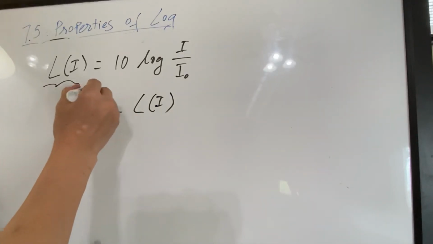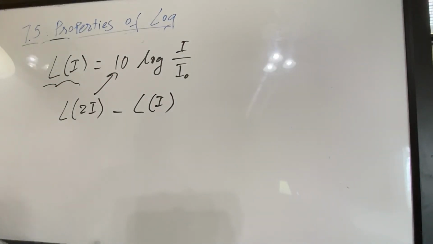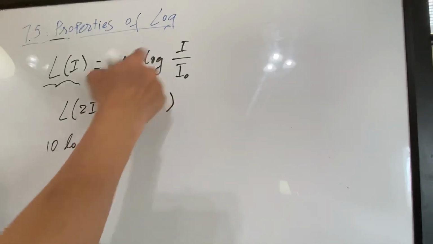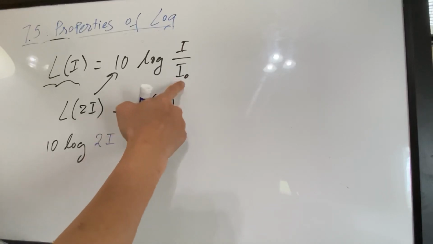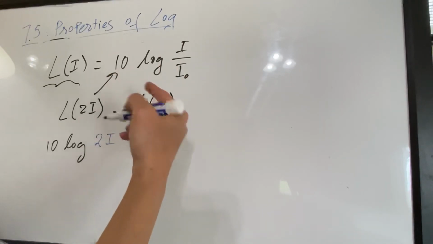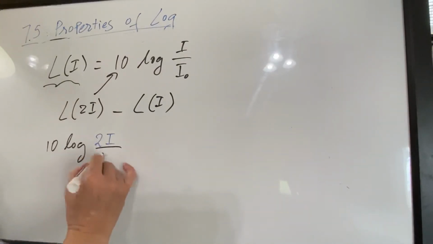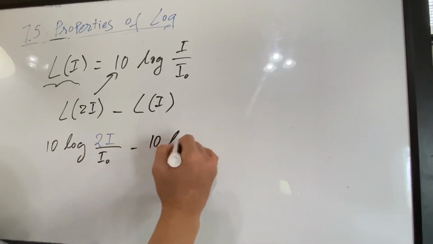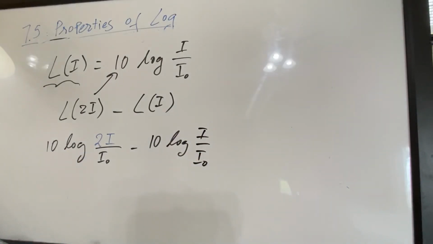All right, now let's write this. Your I right now turned into 2I, so I'm going to rewrite this for you. So 10 log, where I is now 2I, and I0, they gave you, I0 is 10 to the negative 12 watts per square meter, so over I0, minus 10 log base 10 of I over I0. So what does that equal?